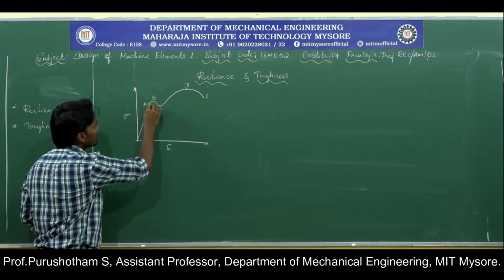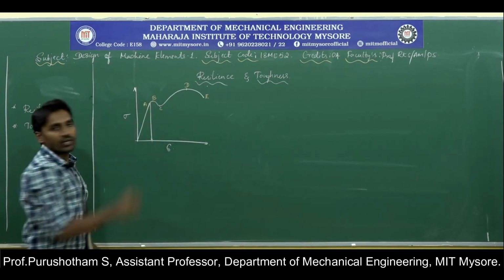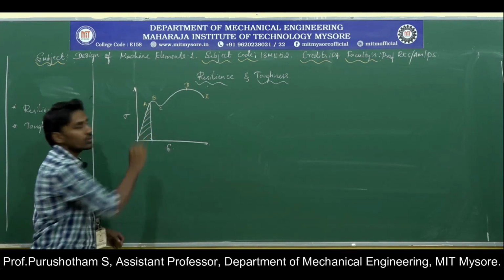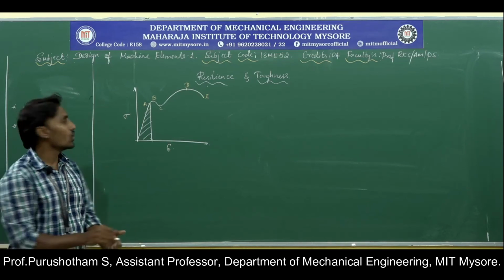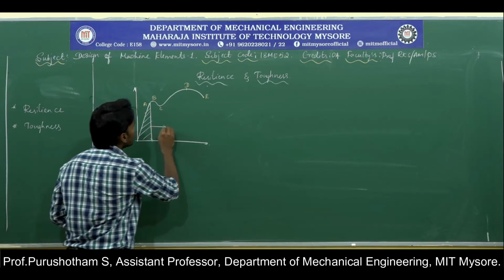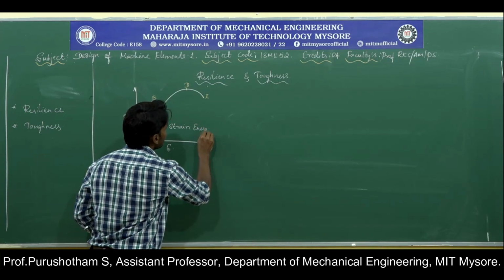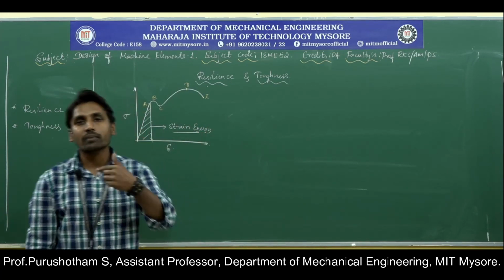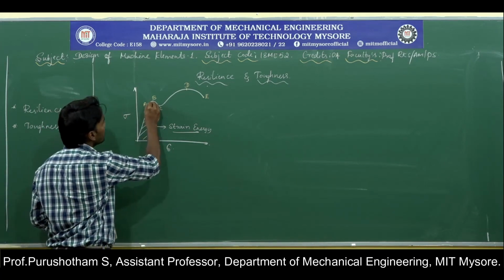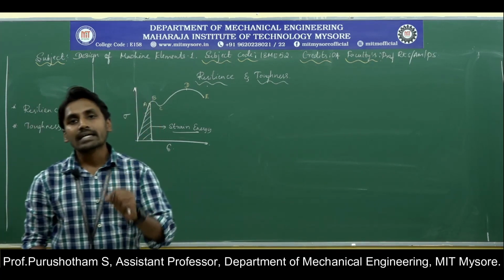This deformation is measured in terms of strain, and the area under this curve is the energy stored in the material due to application of load. This area under the curve is called strain energy. So it is the ability of the material to absorb energy within the elastic limit. The important thing is that the energy stored within the elastic limit is called resilience.